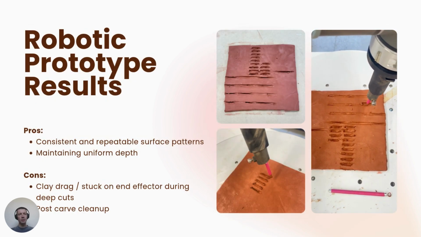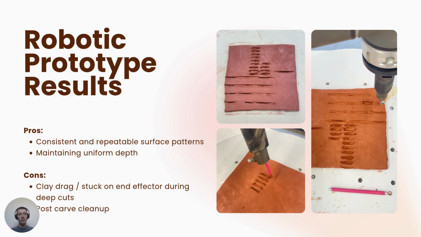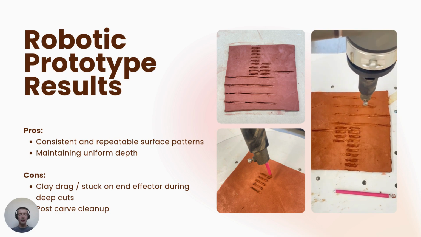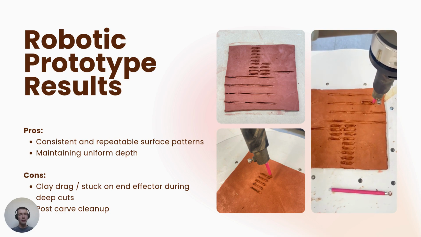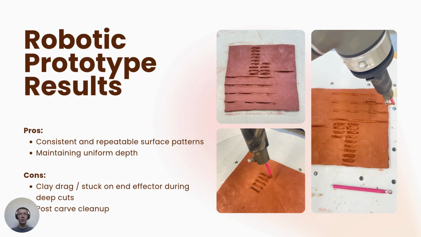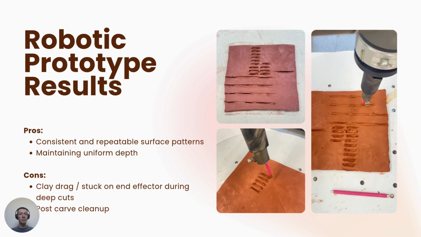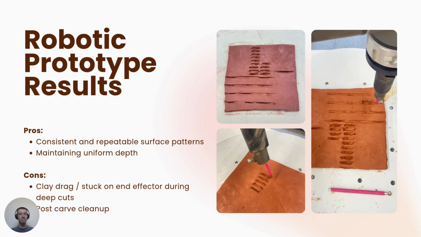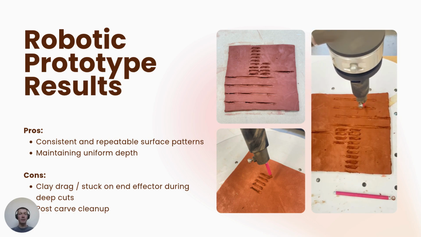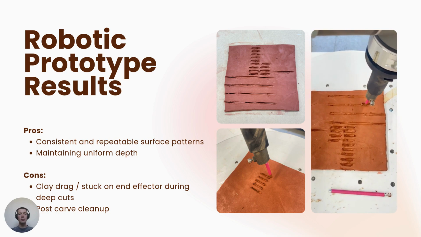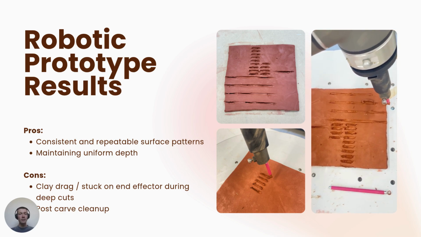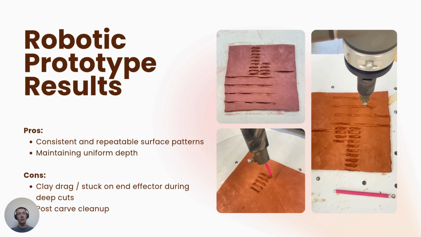The robotic carving produced highly consistent and repeatable surface patterns across the tile. One of the key strengths of this process was the ability to maintain uniform depth and spacing throughout the carving sequence. Unlike the hand-carved prototype, each pass of the tool followed the exact same path, resulting in a much more controlled and predictable surface outcome. This level of precision is particularly important when considering modular tile systems where consistency between units is required for successful alignment and repetition. However, several material-related issues became apparent during testing.